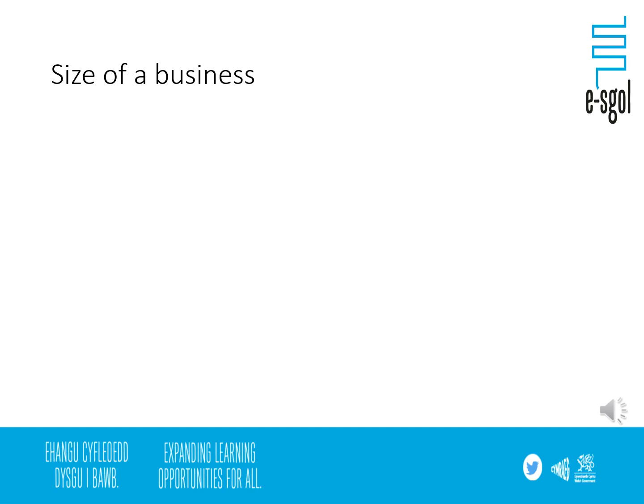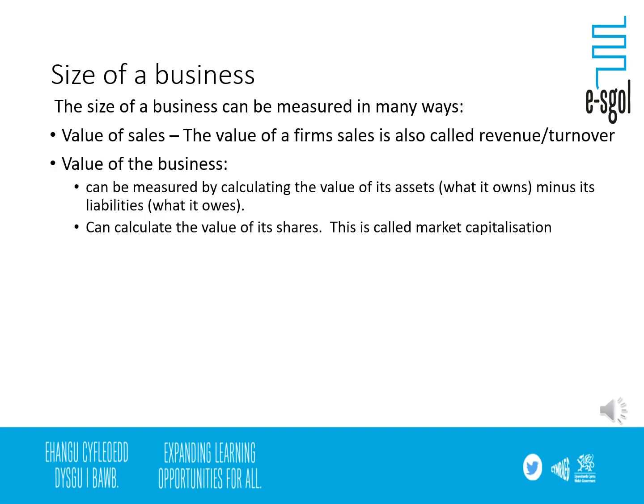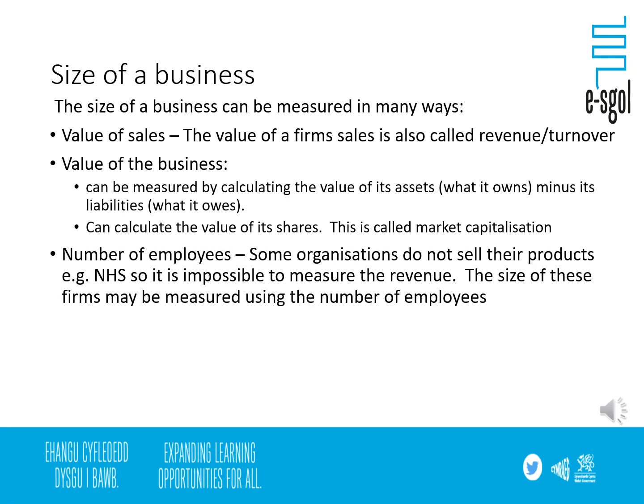Now, how can you actually measure the size of a business? So there's many ways of doing it. So one of the ways is values of sales. So that's the value of the firm's sales, also called your revenue or your turnover. You've also got the value of the business. It can be measured by calculating the value of its assets. So what it owns minus liabilities, and that's what it owes. You can calculate the value of its shares.